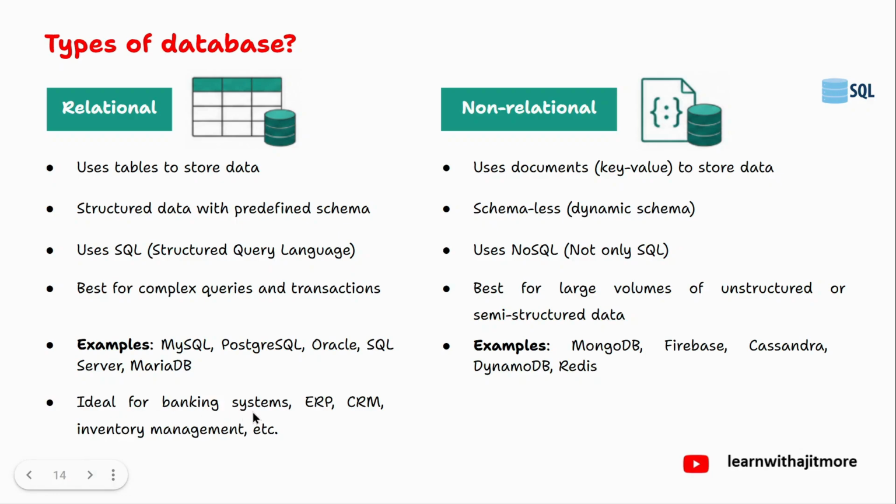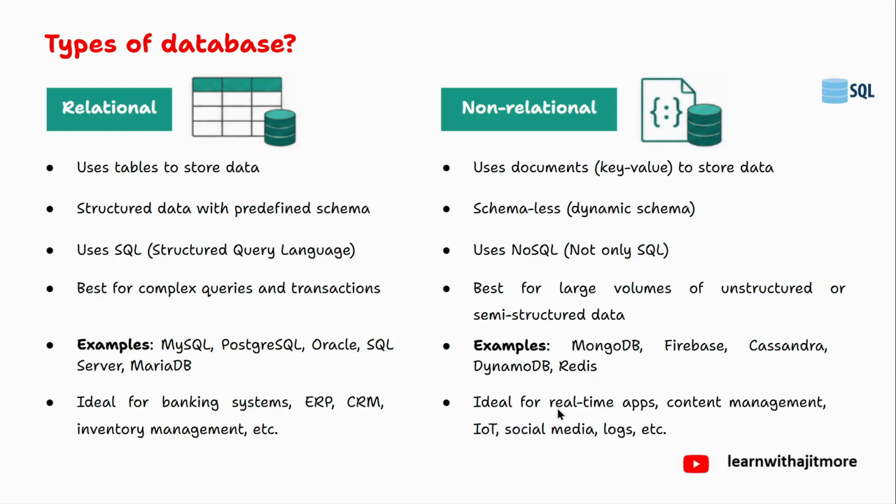Examples I told you: banking system, ERP, CRM, which is a customer relationship system. Then the inventory system. Now in inventory, the tables are fixed: the product table, the stock table, the invoice table, the bill table, the supplier table, the customer table. All these things are fixed. Therefore, it's a good thing for an inventory system to go for relational, and it is ideal for real-time applications.